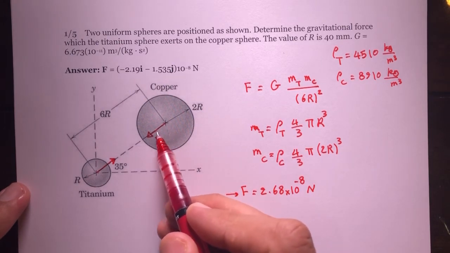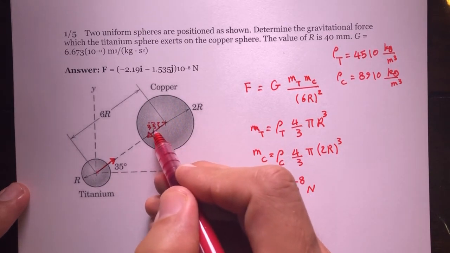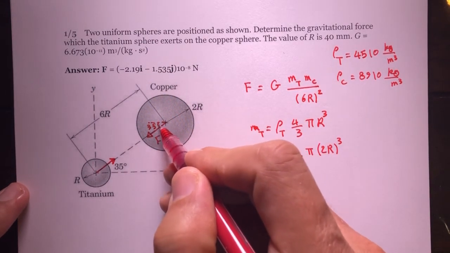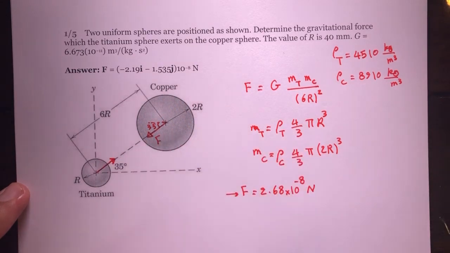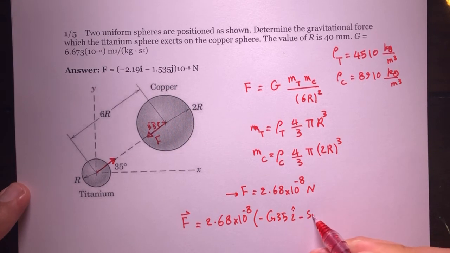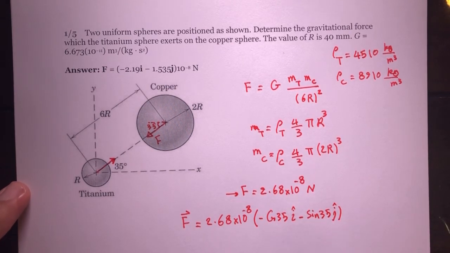So you need to multiply F by cosine of this angle, which is 35, in negative I direction. That's going to be the I component. And for the J component, you need to multiply F by sine of this angle, which is going to be in negative J direction. So F as a vector is going to be 2.68 times 10 to the negative 8 times negative cosine of 35 in the I direction, negative sine of 35 in the J direction. This is the direction of the force, right? Magnitude of the force times the direction of the force.